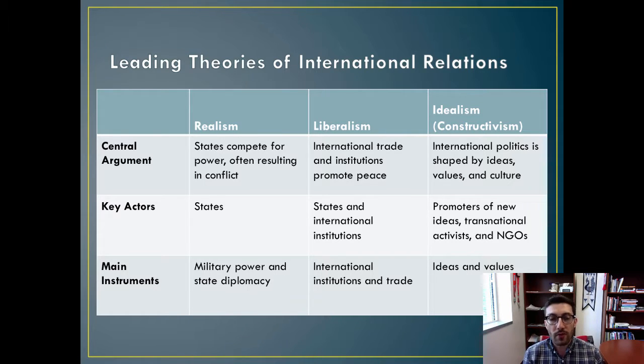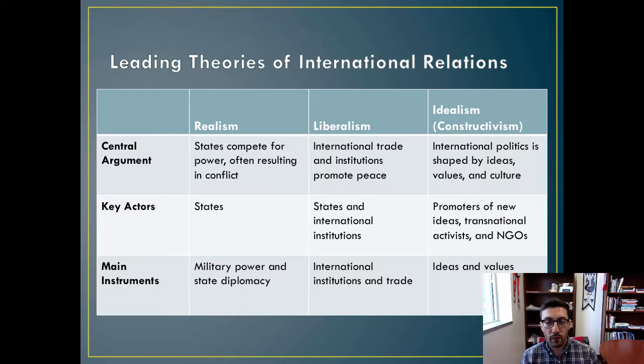And to go along with that, the main instruments that are important to realists are military power and state diplomacy. So they're not as concerned with understanding the role of what they call soft power or less militaristic kinds of means. For realists, if you want to understand how states are able to control the actions of other states, how they're able to wield influence in the international system, it's through their military power primarily, and then secondarily, the diplomacy that they may engage in with other states.